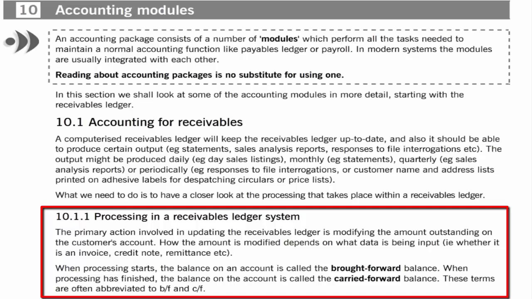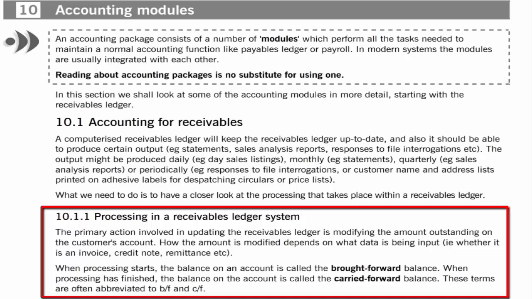Now, how do we update it? That depends entirely on the type of transaction we're entering into the system. If it's a new invoice, the amount the customer owes will increase. If it's a credit note, maybe because the customer returned goods or was overcharged, the amount they owe will decrease. If it's a remittance, a payment from the customer, the amount owed will also decrease.